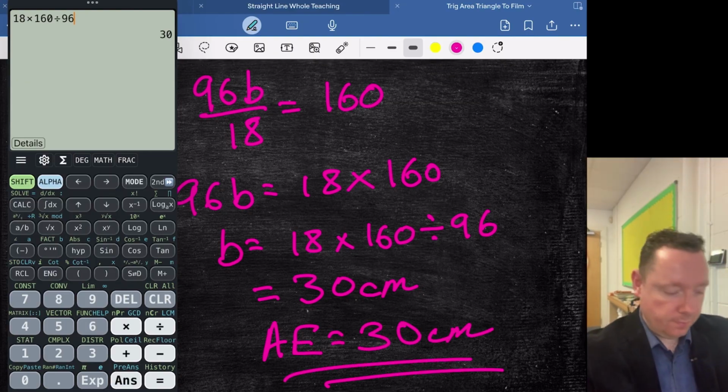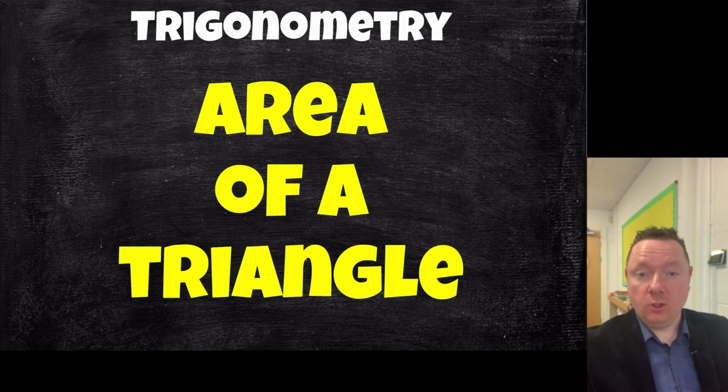And we're done there. This has been Clelland Maths today. We went through the whole of trigonometry for area of a triangle in National 5 Maths exams.